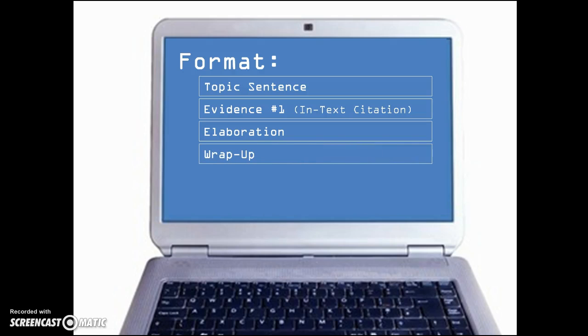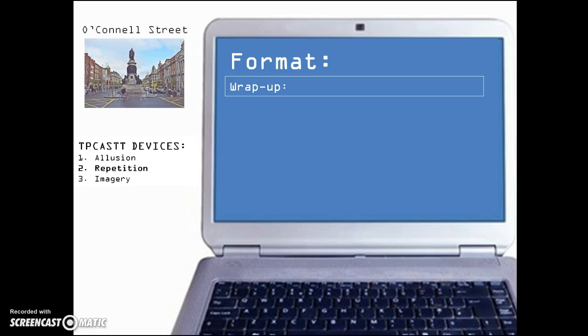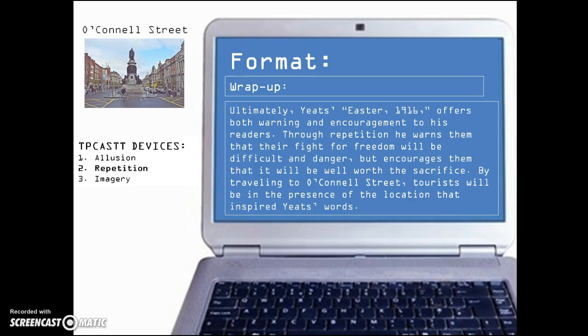Next, you're going to go to the wrap-up. So the wrap-up is the last part of your paragraph. You might write something along the lines of, "Ultimately, Yeats's Easter 1916 offers both warning and encouragement to his readers. Through repetition, he warns them that their fight for freedom will be difficult and dangerous, but encourages them that it will be well worth the sacrifice. By traveling to O'Connell Street, tourists will be in the presence of the location that inspired Yeats's words."